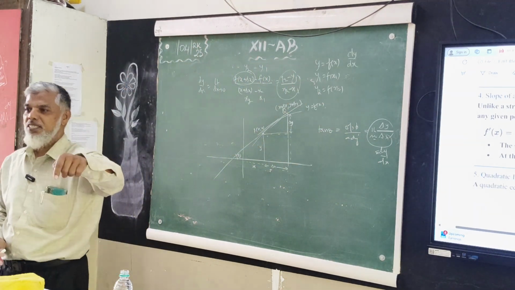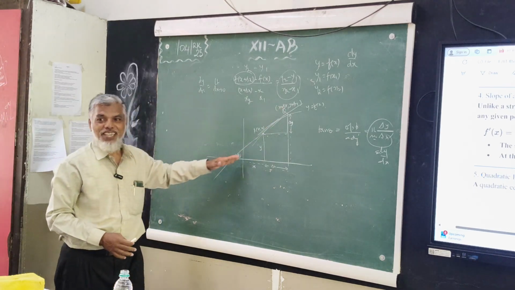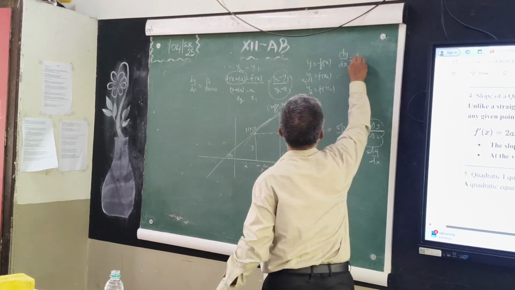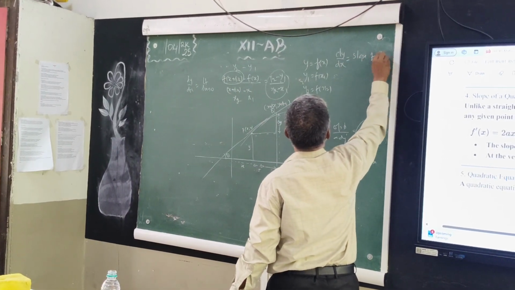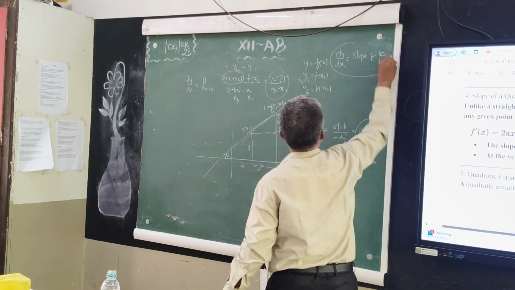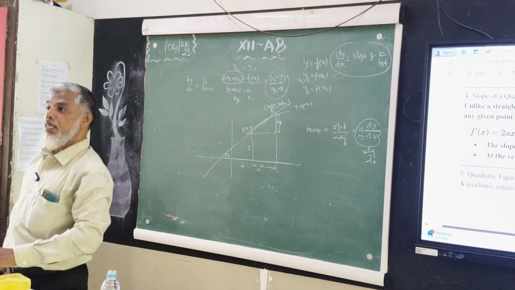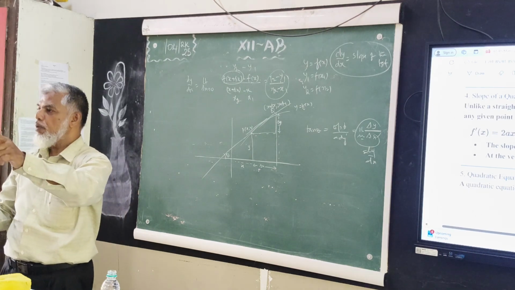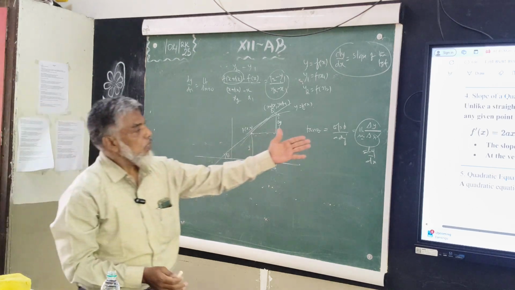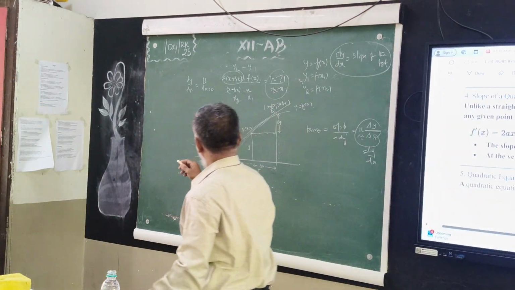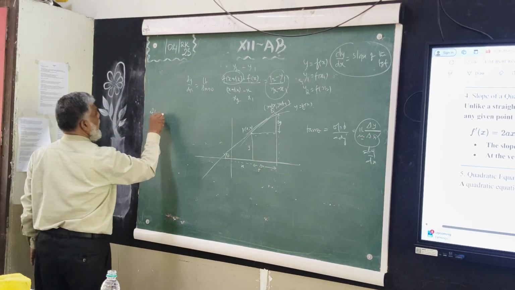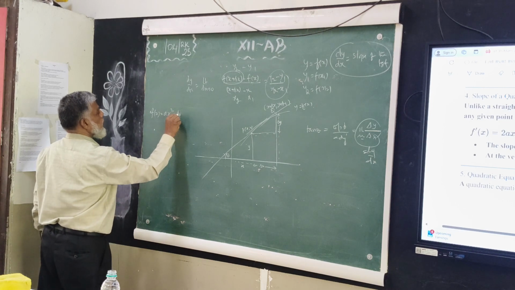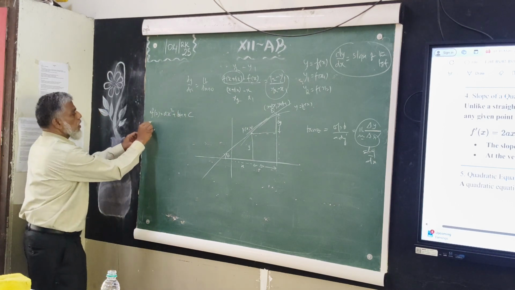Therefore, what is dy by dx? It is the slope of the tangent, since I drew the tangent only. Slope of the tangent, not the slope of just any line. It is not parallel to the x-axis or y-axis. Slope of the tangent. Now, f of x is equal to ax square plus 2bx plus c. What is f dash of x?